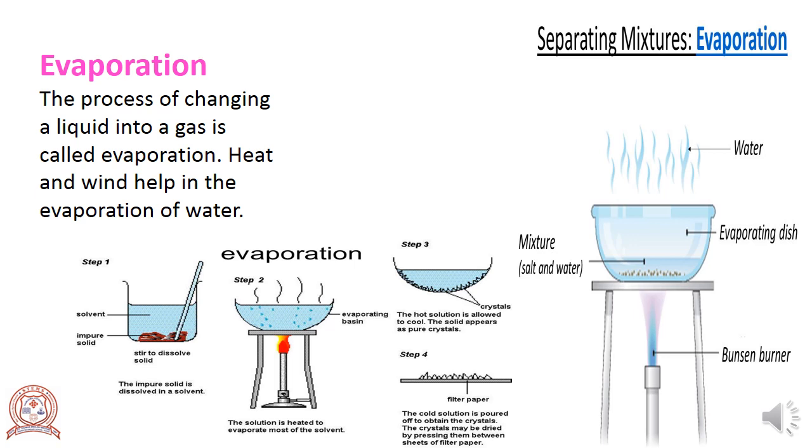The seawater is allowed to stand in shallow pits. Water gets heated up by sunlight and slowly changes into water vapors. The solid salt is left behind. The salt is further purified. So, what is evaporation? Evaporation is the process of changing a liquid into gas. Heat and wind help in the evaporation of water.